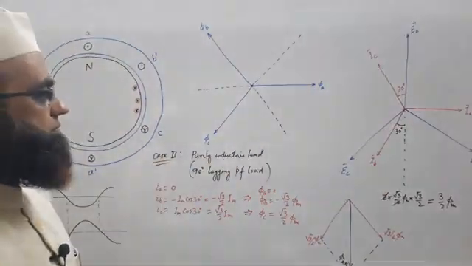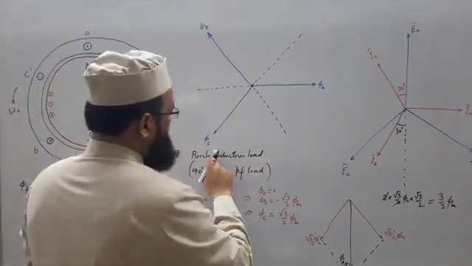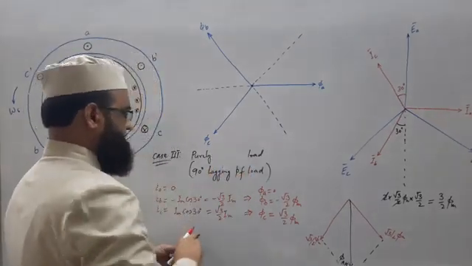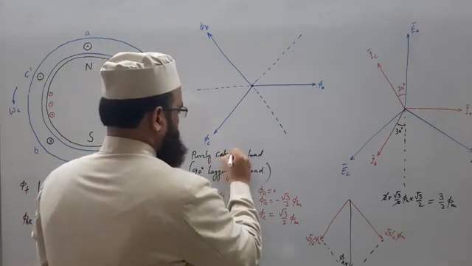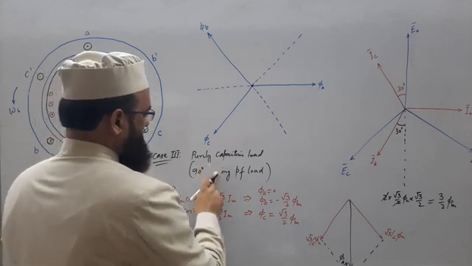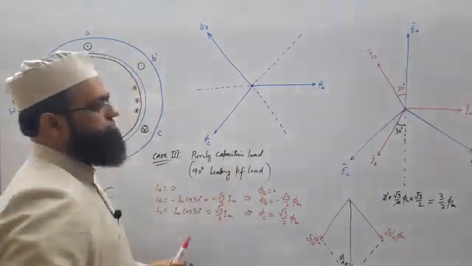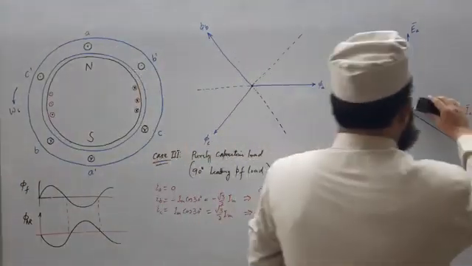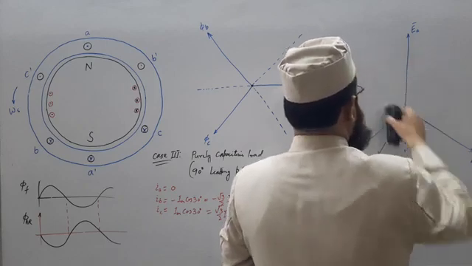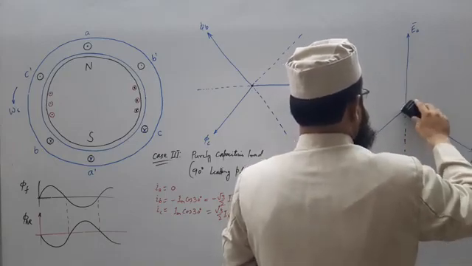Now consider case 3, that is purely capacitive load, that is 90-degree leading power factor load. So for a leading power factor load, currents will be leading the respective phase EMFs by 90-degree. So just draw it.